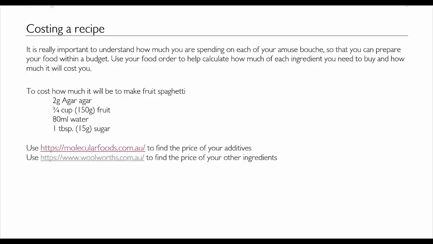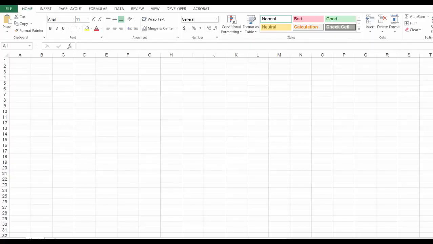In this tutorial, I'm going to show you how to cost a recipe using an Excel spreadsheet. We will use the fruit spaghetti recipe for this example. Open an Excel spreadsheet and put the following headings in each of the columns.